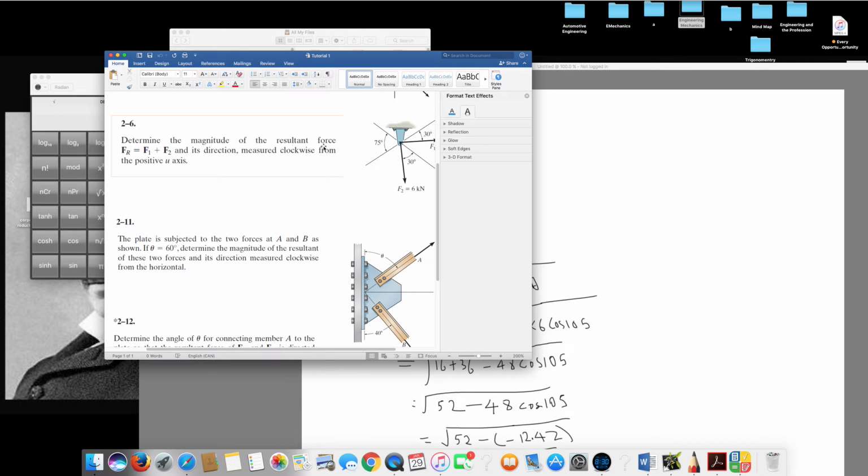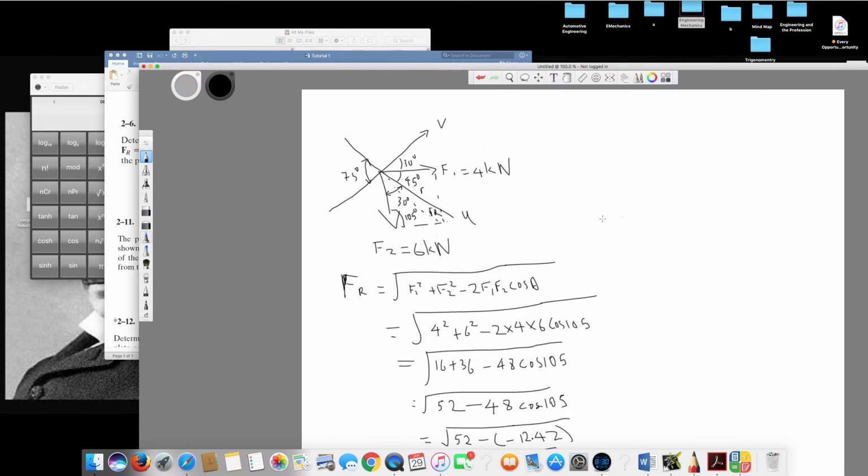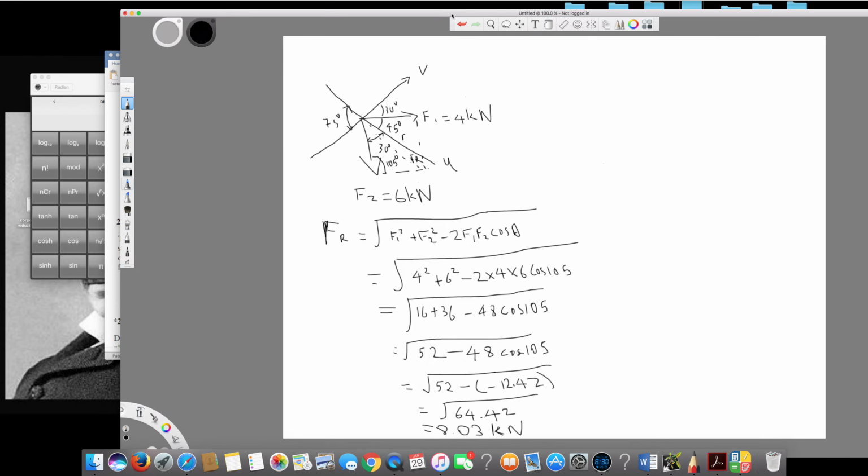Determine the magnitude of the resultant force. We have found it already, and its direction measured clockwise from the positive u axis. So clockwise. In order to do that, I'm going to take the top side and use the sine law. We have found Fr is equal to 8.03. So 8.03 over the sine of the angle opposite to it, sine 105. Sine 105 is opposite to the resultant force.